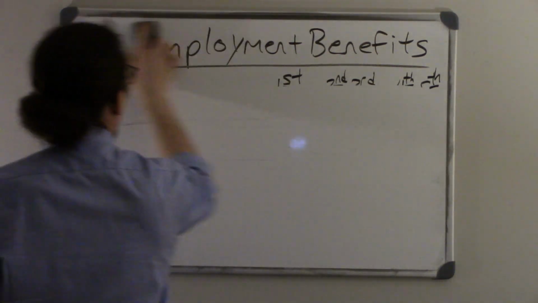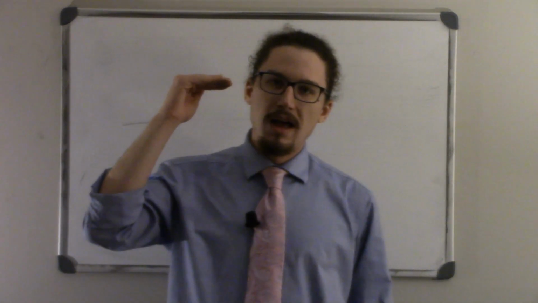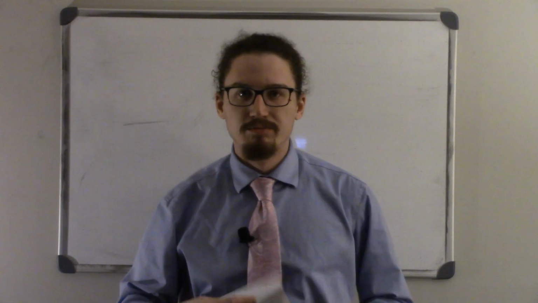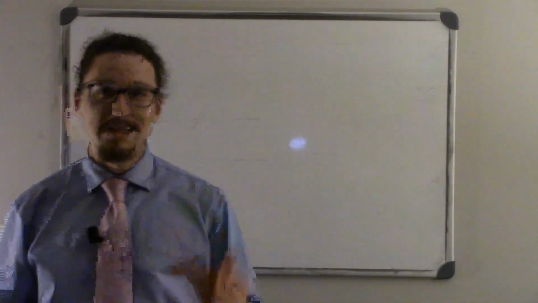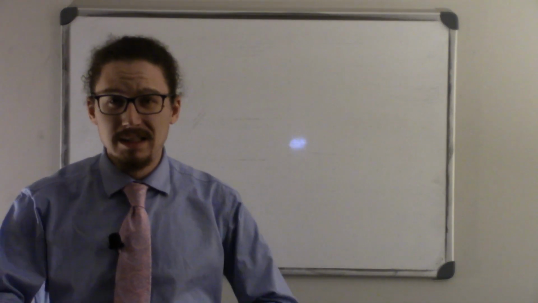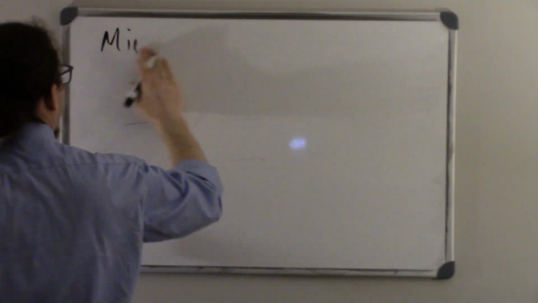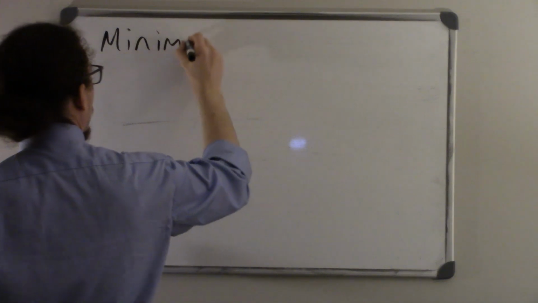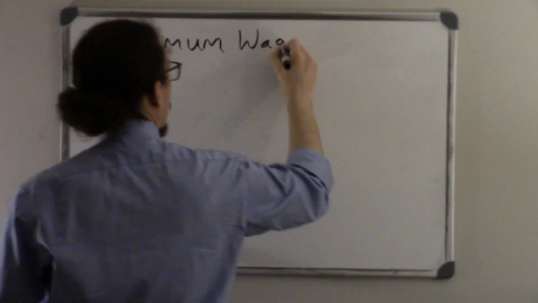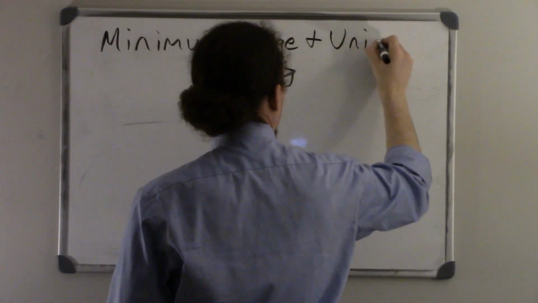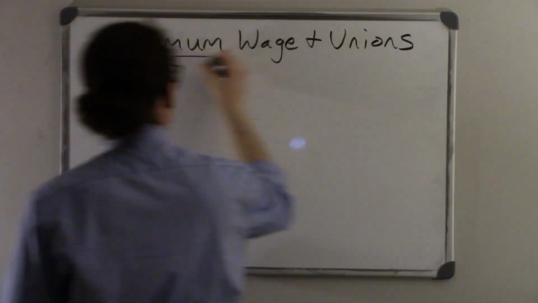So higher levels of unemployment benefits can cause unemployment to remain high after a spike, and make that structural unemployment last even longer. The next one is the effect of minimum wage and unions.